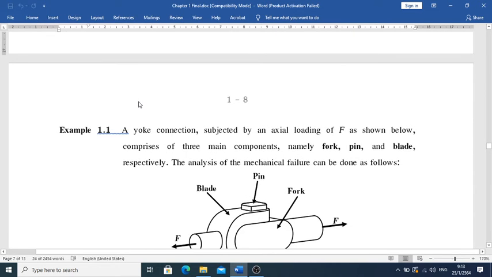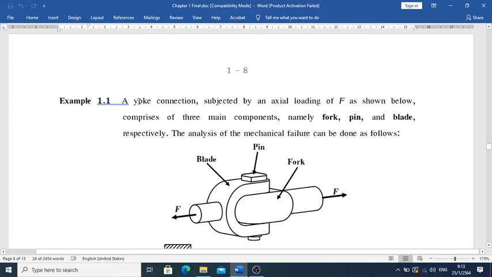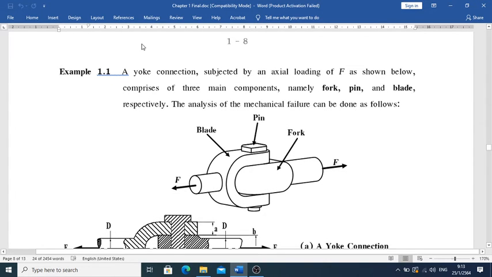So let's go for example 1.1. This is what I would like you guys to practice: a yoke connection subject to an axial force of F, as shown below, comprised of 3 main components: fork, pin and blade. I'm sorry, I mistyped this one. Fork and blade, switch it back and forth. This is fork. You just change the blade to be the fork, switch it back and forth.